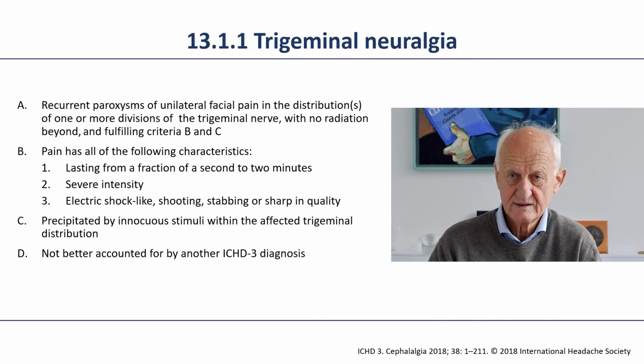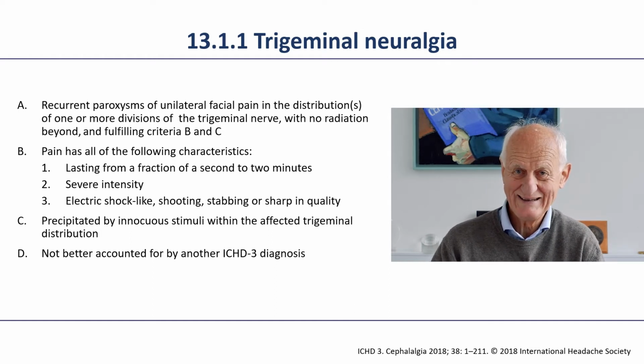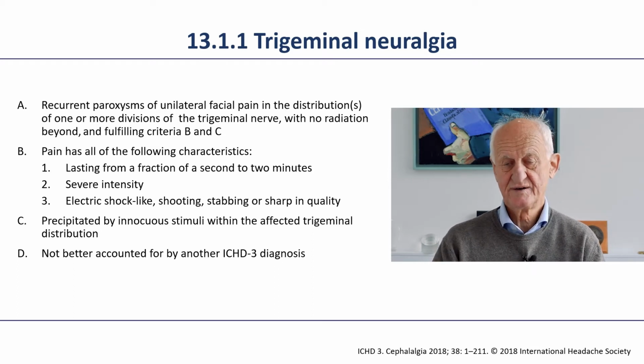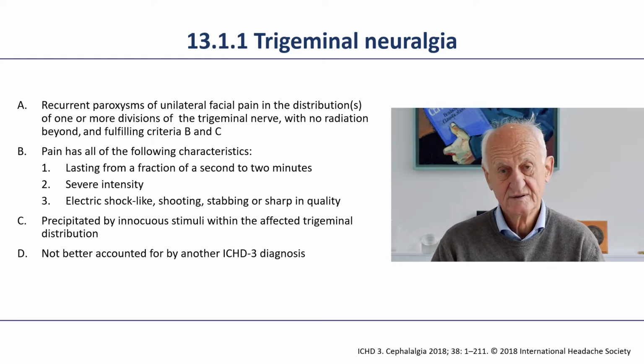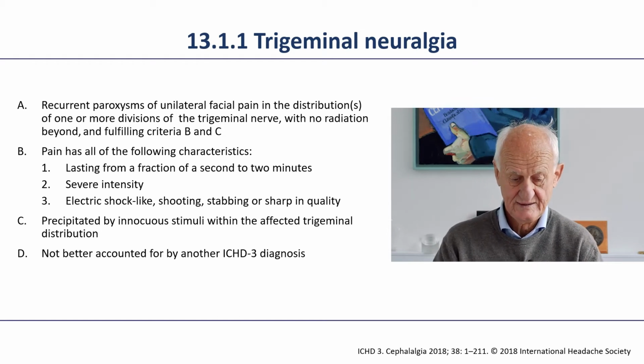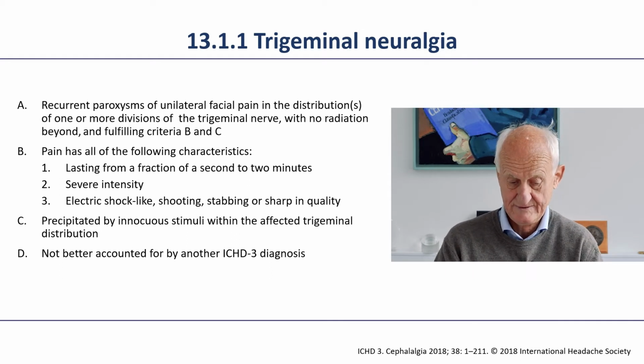We have an explicit diagnostic criteria for trigeminal neuralgia in general, and then we have criteria for the subtypes of trigeminal neuralgia. And here are the criteria for trigeminal neuralgia unspecified, and these are recurrent paroxysms of unilateral facial pain in the distribution of one or more divisions of the trigeminal nerve, with no radiation beyond the territory of supply of the trigeminal nerve.